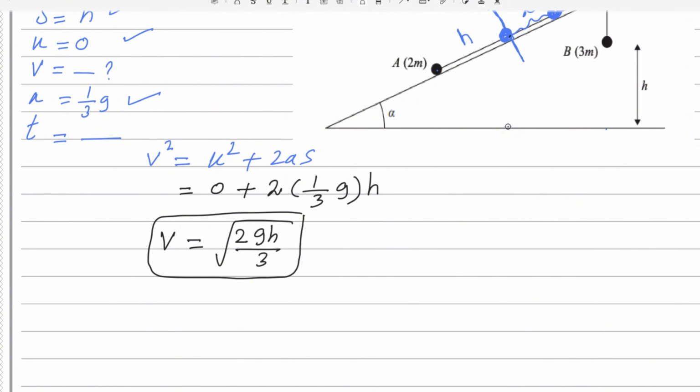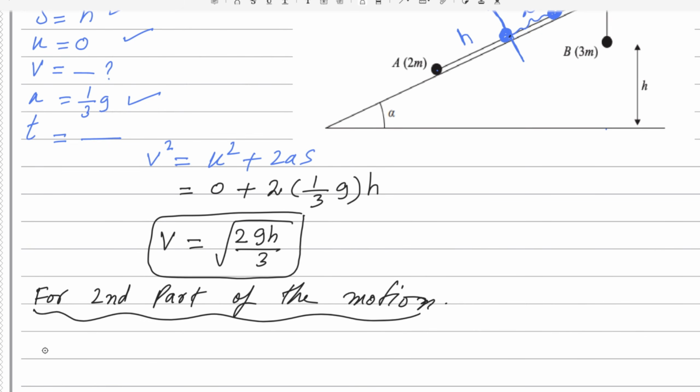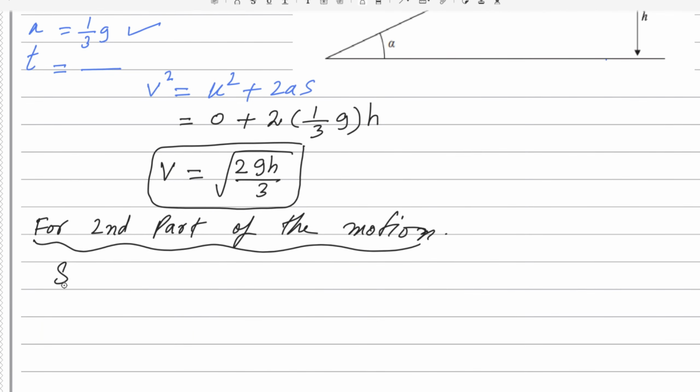Now for the second part of the motion, again we can write the things here. Let's say they are S, U, V, A, and T.